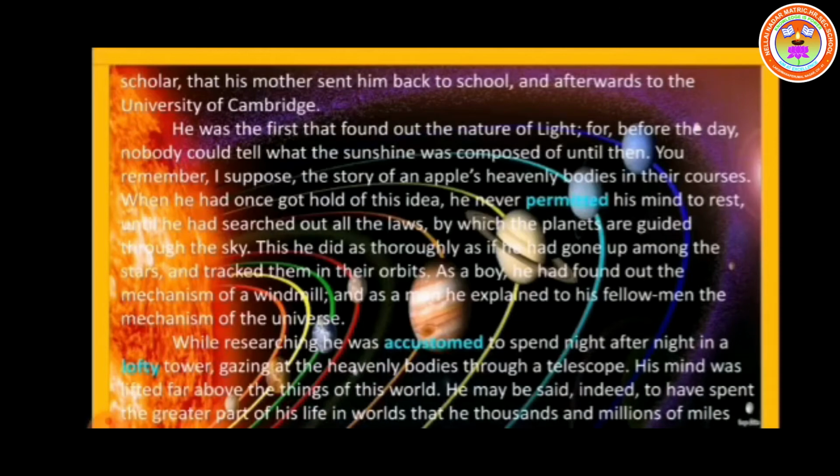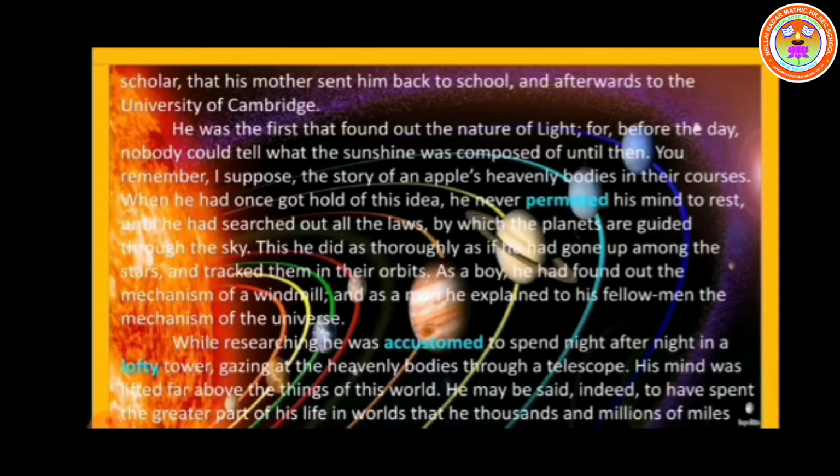This he did as thoroughly as if he had gone up among the stars and tracked them in their orbits. He wrote laws, and very nicely he explained things to the entire world. As a boy, he had found out the mechanism of a windmill, and as a man, he explained to his fellow men the mechanism of the universe. So that is the real growth. When he was a small boy, he found out the mechanism of a small thing, but as a man, he could explain the mechanism of the entire universe.